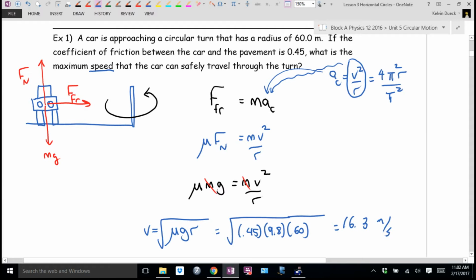meters per second. I do like this question. I like this question in that this is a nice application of centripetal force. And you know what? It's a nice engineering puzzle. Hey, how fast can we go around the corner safely?